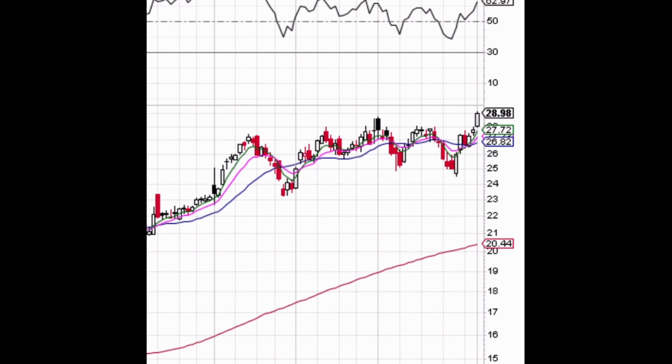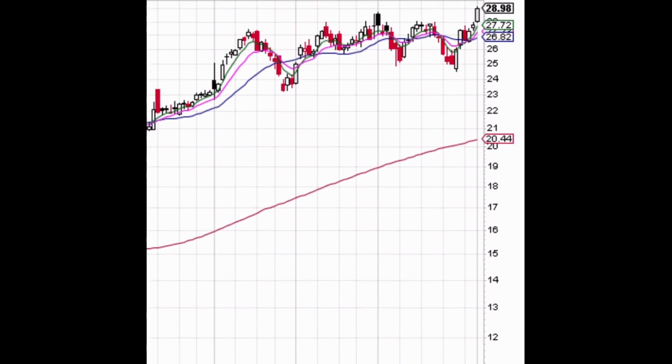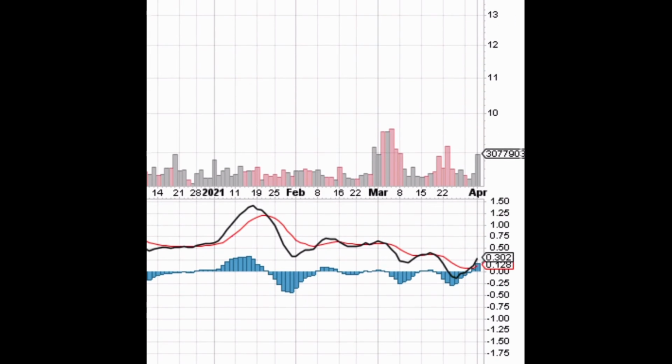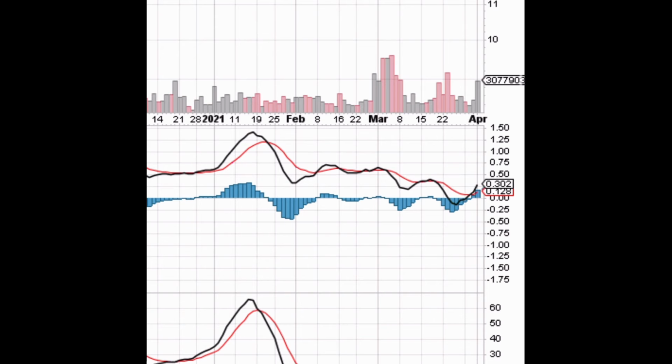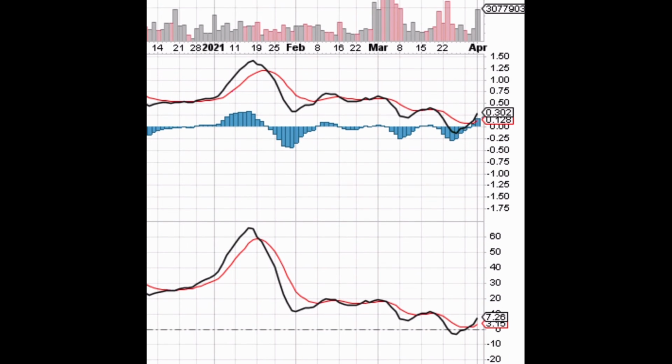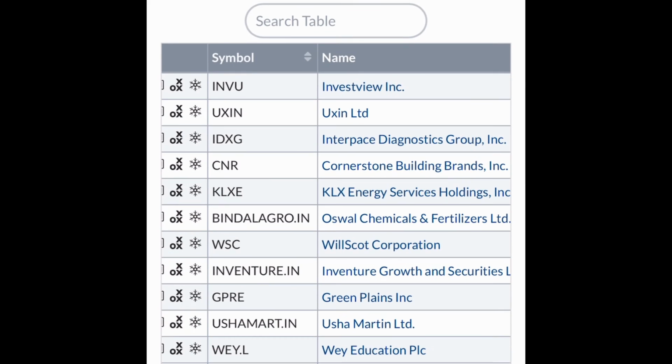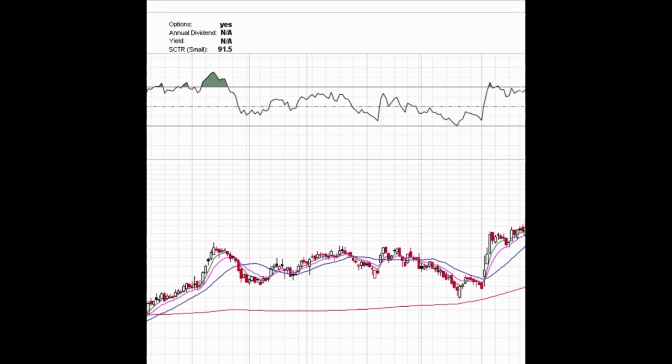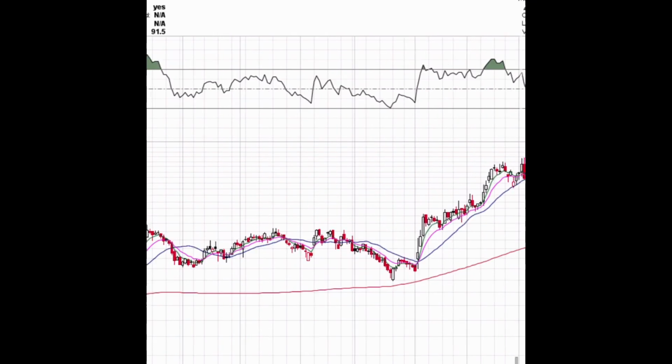So you definitely want to, and this applies to all of the stocks, be looking at other indicators, right? I have my moving averages, but I also have my MACD line, I have the TSI line, and I also recently added the ADX DMI line. So let's look at another one, GPRE here. I also have the RSI.